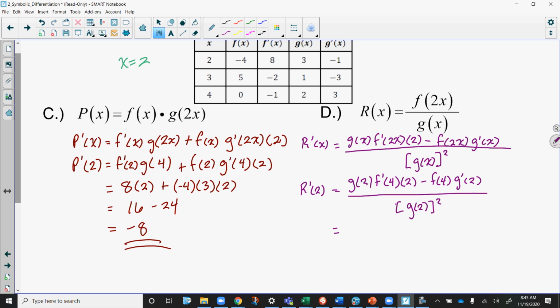And now let's see what we get from our tables. So g of 2, in this case, is going to be a 3. f prime of 4 gives me a negative 1, and that all gets multiplied by a 2. f of 4, in this case, is a 0. And g prime of 2 is a 3, over g of 2, in this case, is going to be a 3, so we'll say 3 squared. So here we can just see that that's going to just go to 0 because 0 times anything is 0. And this 3 and this 3 squared are going to simplify, so that's going to give me, when I take the product of the numerator, negative 2/3 for my final value of my derivative for r prime of 2.